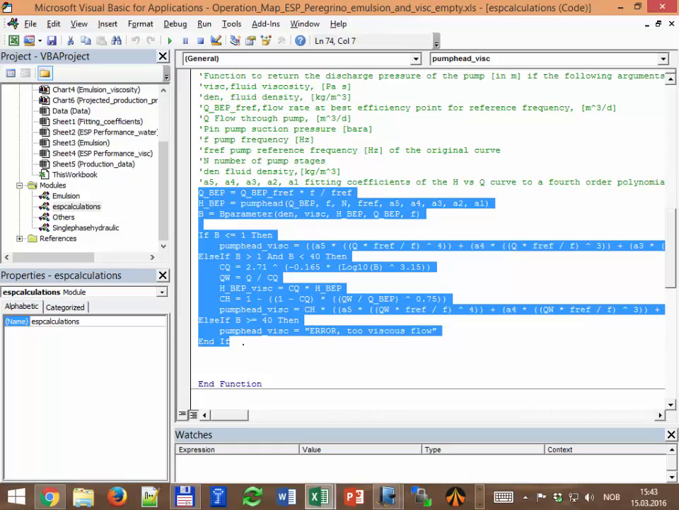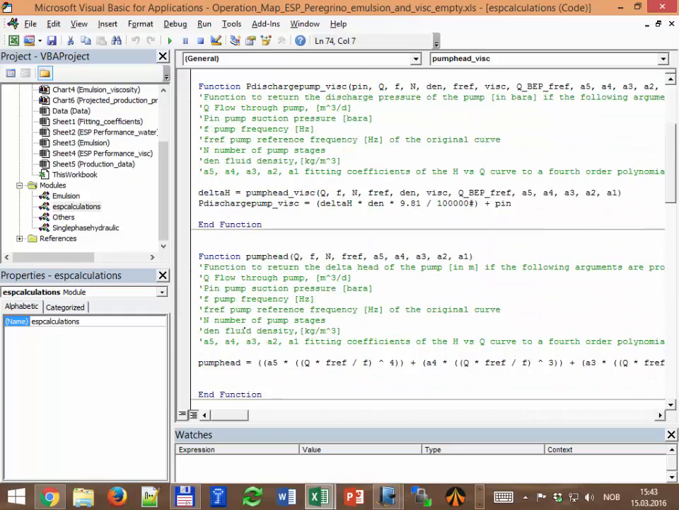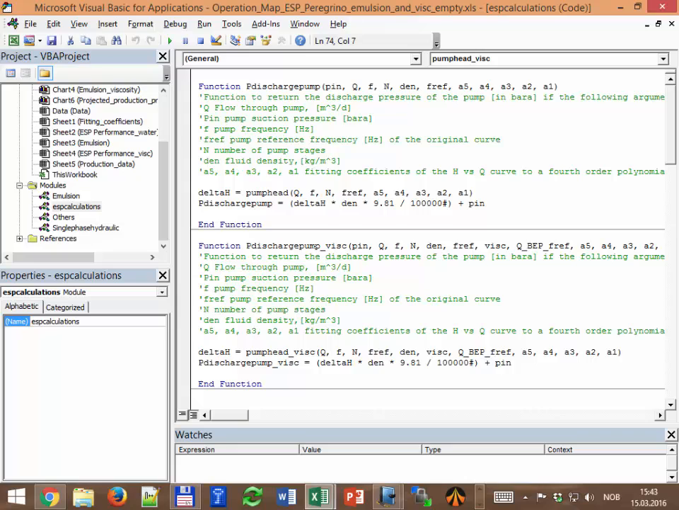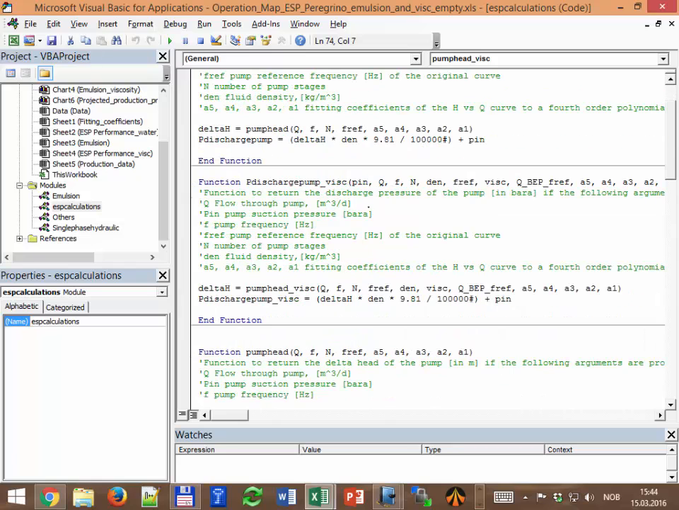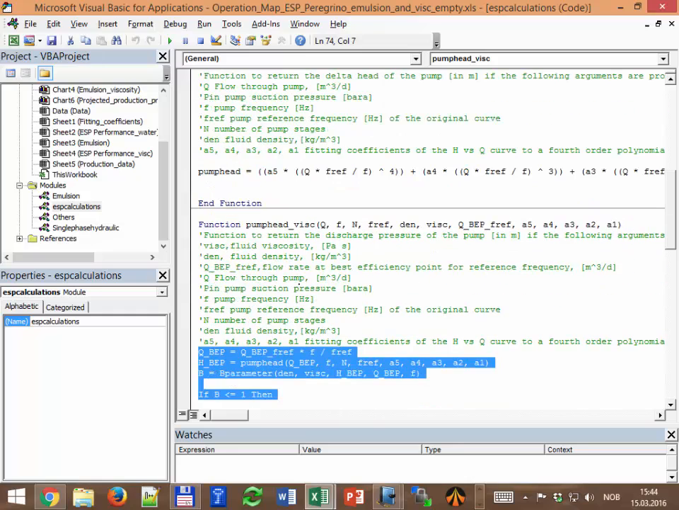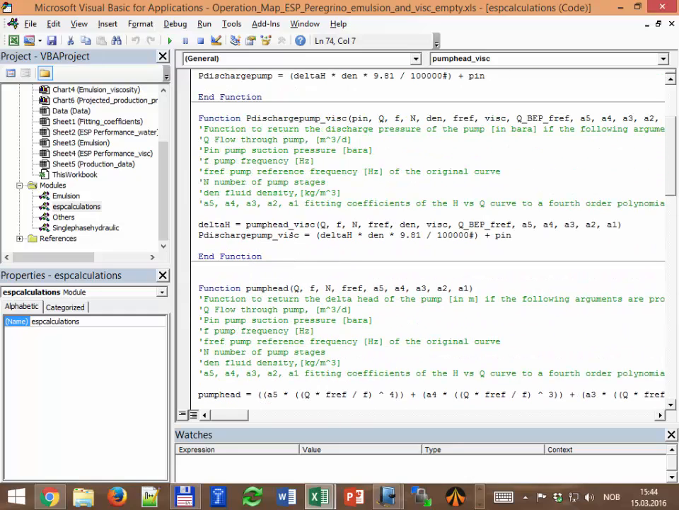You create a correction factor. Those of you who want to know more about it, I can give you the standard so you can read and learn a bit more. But here I have two other functions that are P discharge of the pump, and that's for water, okay? I'm giving the rate, the frequency, N is the number of stages, the density, the reference frequency, because if I'm operating at a frequency different than the reference frequency, I have to do the scaling. Then I have the coefficients 5, 4, 3, 2, and 1. And if I have viscous, then I need to use just this viscosity function, okay? So that's what I'm going to use now in the exercise.